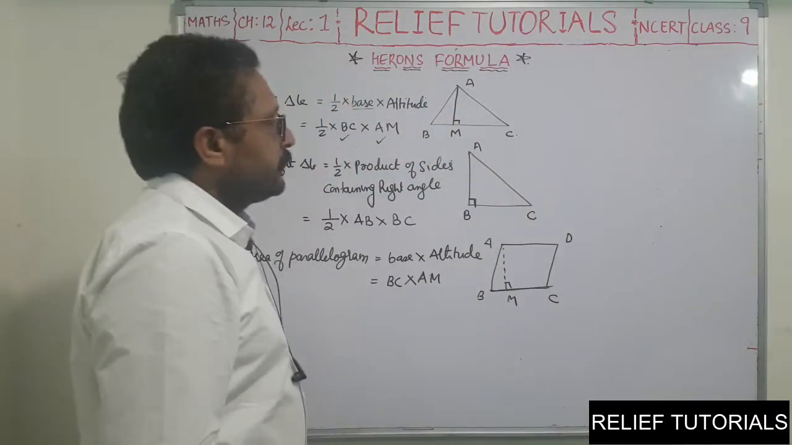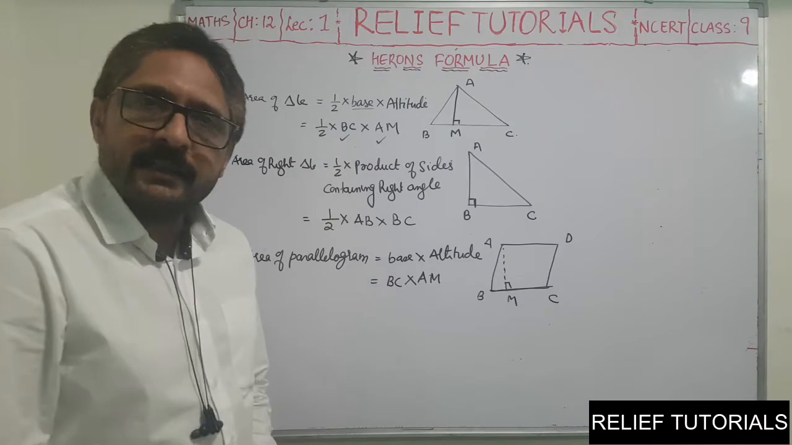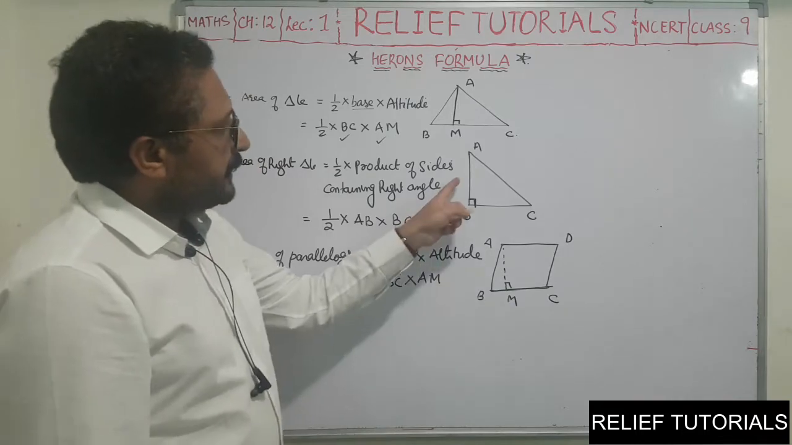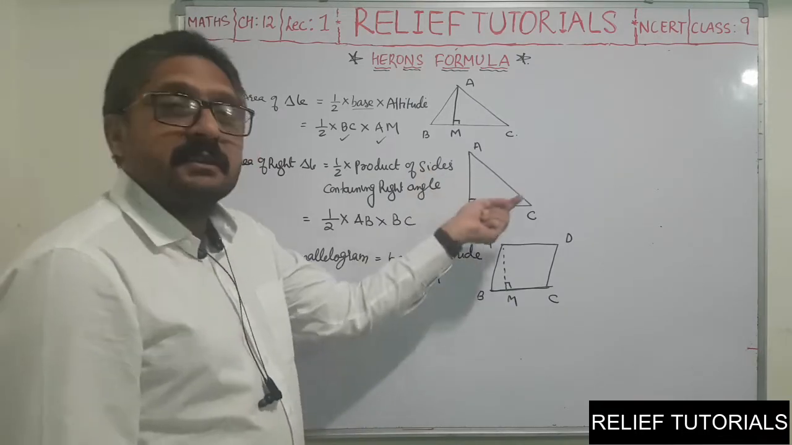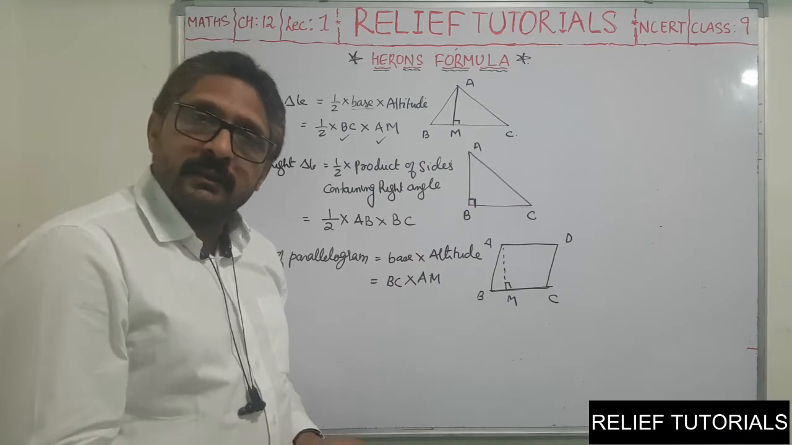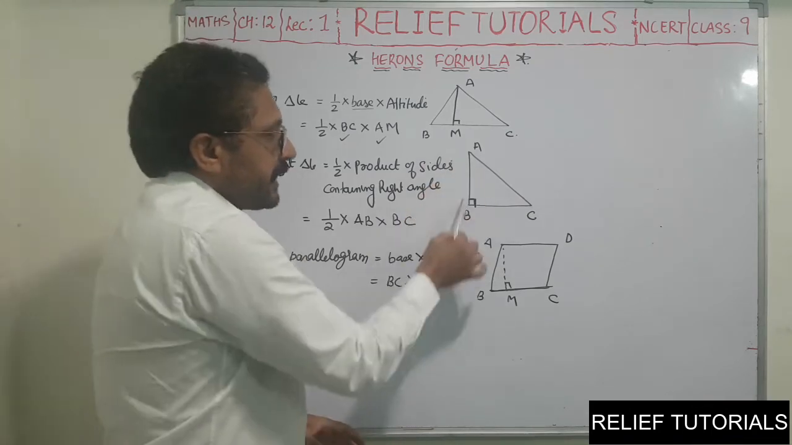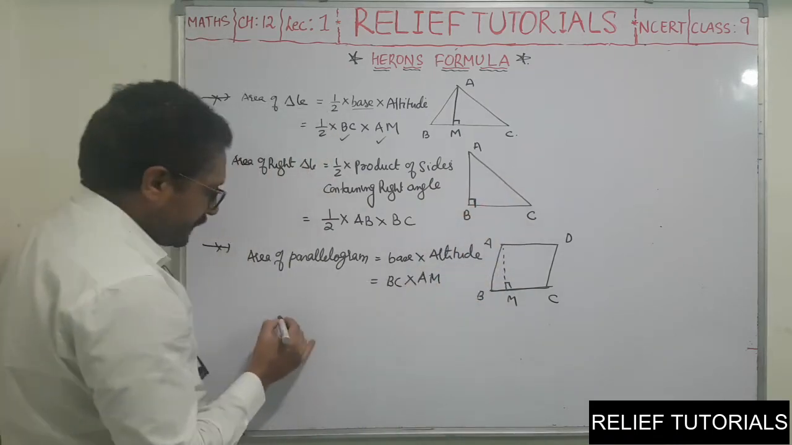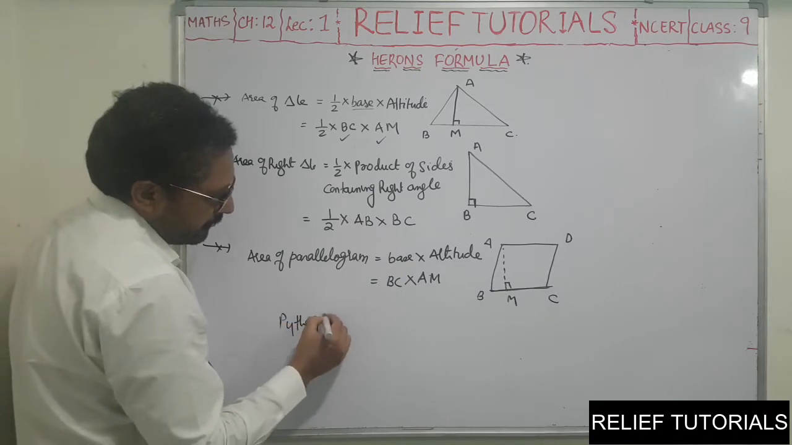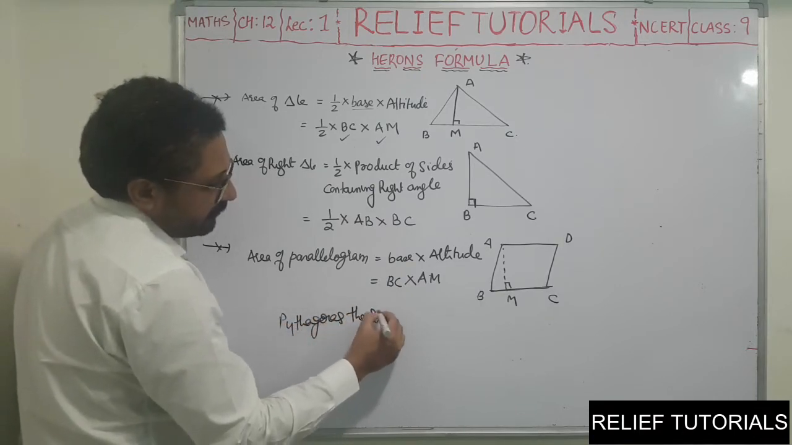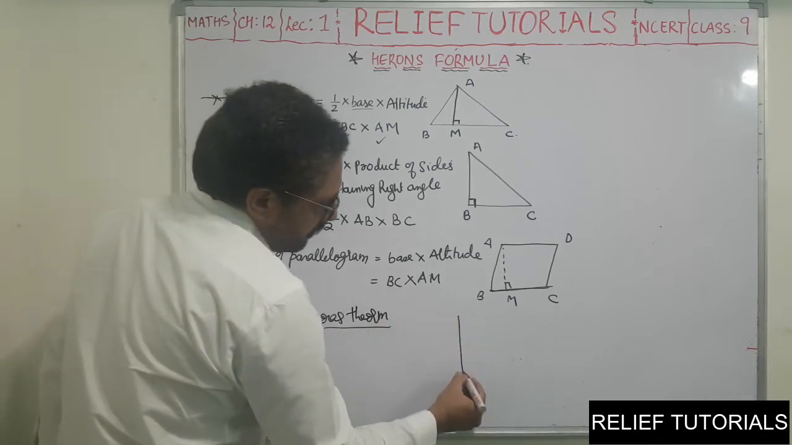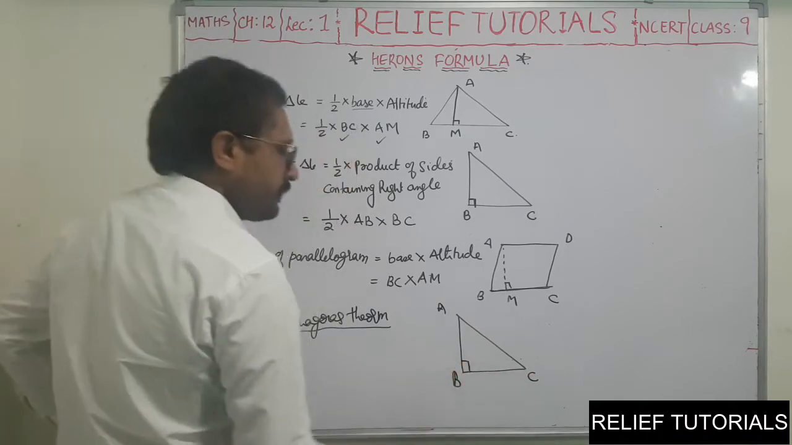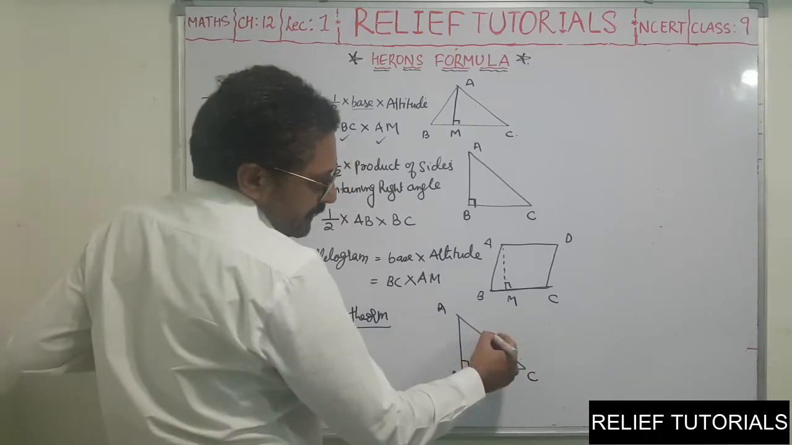Before that, you know Pythagoras. We have learned it in a lower standard. See, this is a right angle triangle. Here we have measures of three sides, and if any two sides are given, you can find the third side by Pythagoras. See, what is Pythagoras? We have discussed Pythagoras here. In a right angle triangle, the hypotenuse is the biggest side.